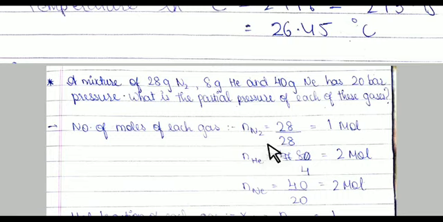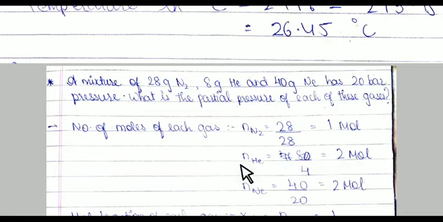For example, the number of moles of nitrogen is mass upon molar mass. Mass is given as 28 gram and molar mass is also 28, so it becomes 1 mole. Number of moles of helium: mass is given, which is 8 gram, upon 4. Molar mass is 4, so it becomes 2.